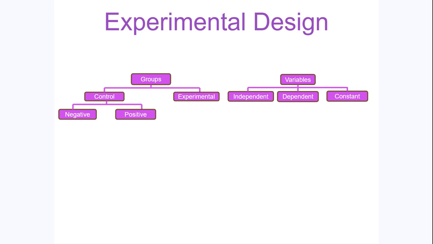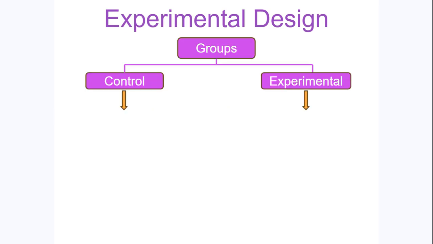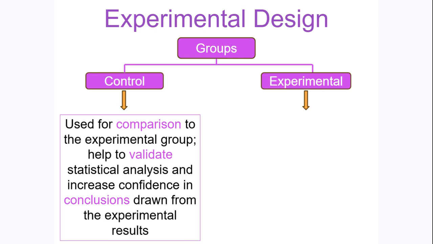So something very important that I notice in students a lot is that they don't understand the difference between control groups and control variables. So we're going to kind of try to nail that down today. So groups, we've got control groups and experimental groups. Very important that you understand the difference. Control groups are used for comparison. You can also say to make a baseline. So you use them to make a baseline in order to compare them to the experimental group.